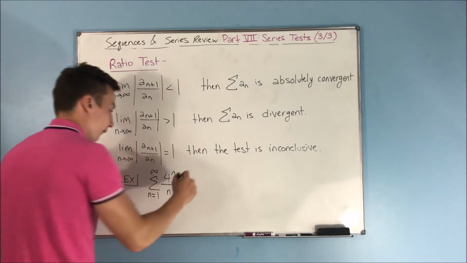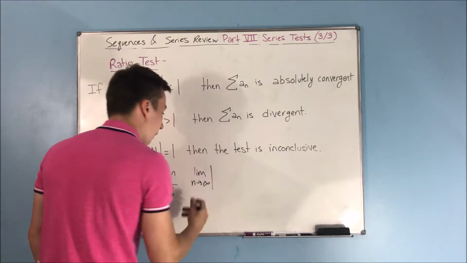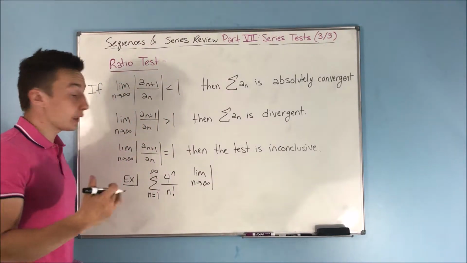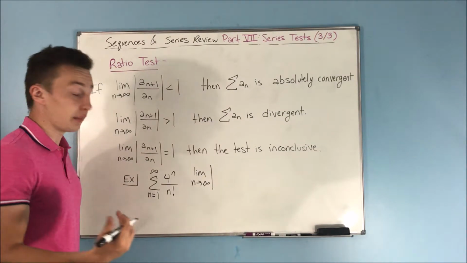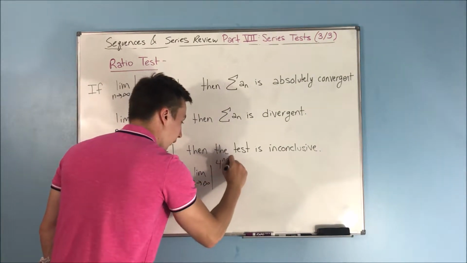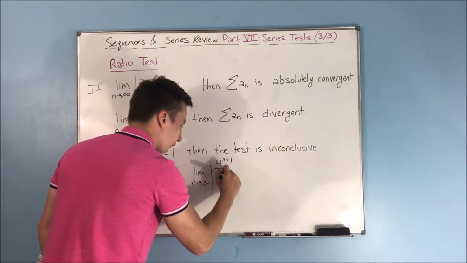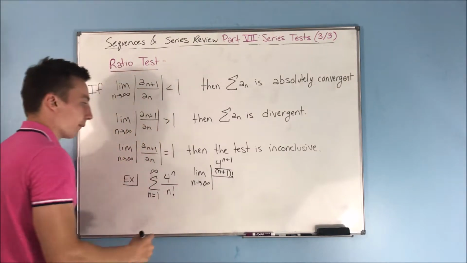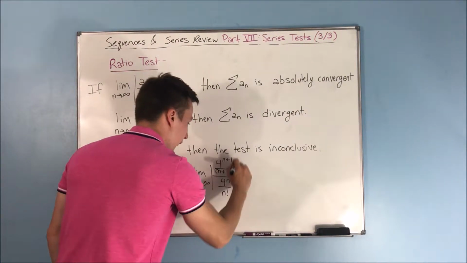Let's take the limit as n approaches infinity of a sub n plus 1 over a sub n. What a sub n plus 1 is saying is we're going to put in an n plus 1 everywhere we see an n. We get 4 to the n plus 1 over n plus 1 factorial, over 4 to the n over n factorial.